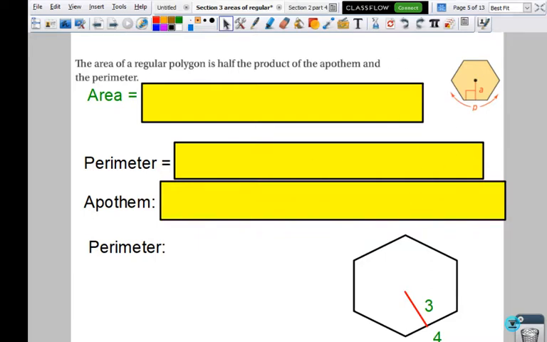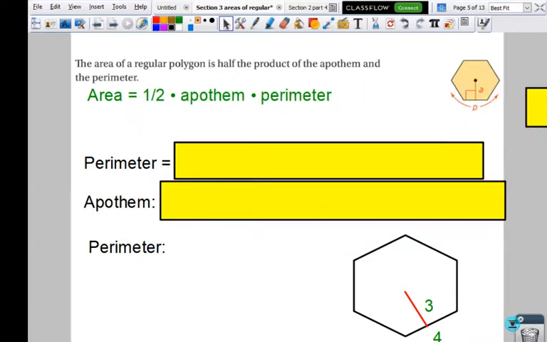So, find the area of a regular polygon. Every regular polygon, it doesn't matter how many sides it has, has the same formula. The area is going to be 1/2 times apothem times perimeter. Same formula no matter how many sides it has, as long as it's a regular polygon. 1/2 times apothem times perimeter. Or if you're going to plug it into Desmos, it'd be 0.5.